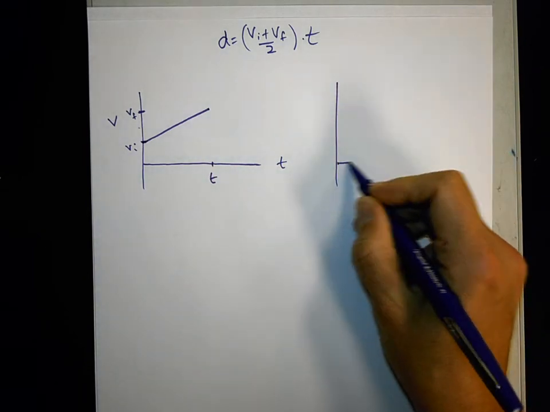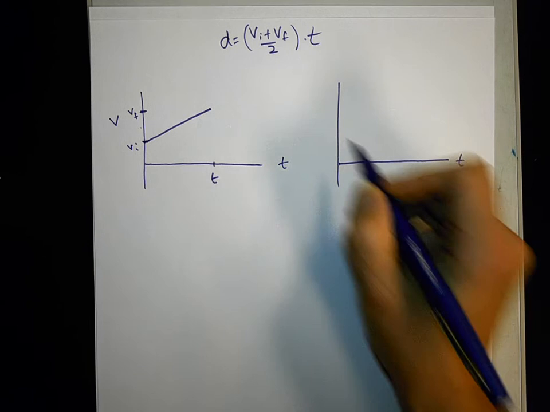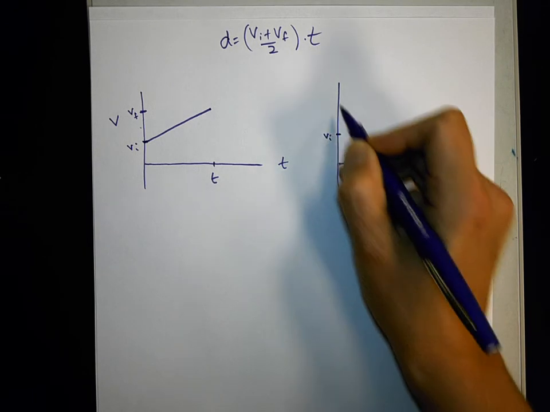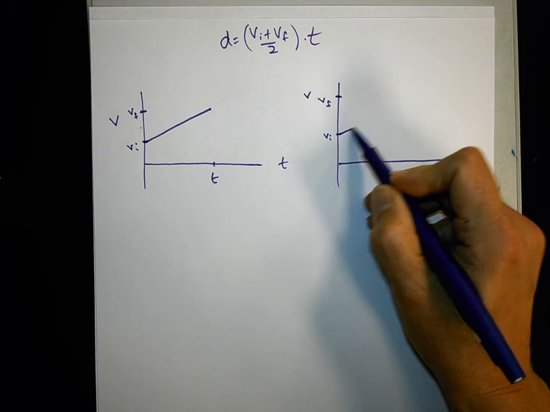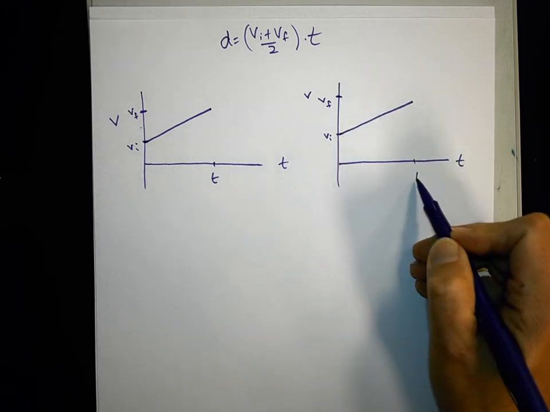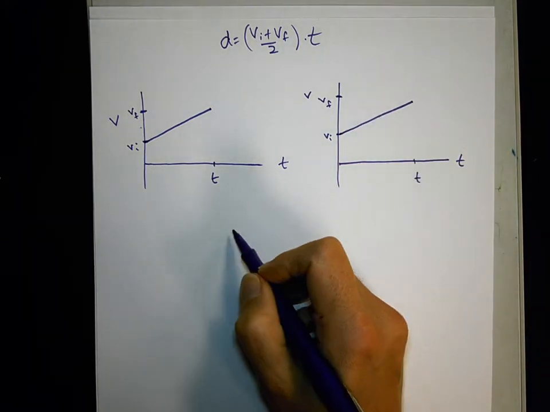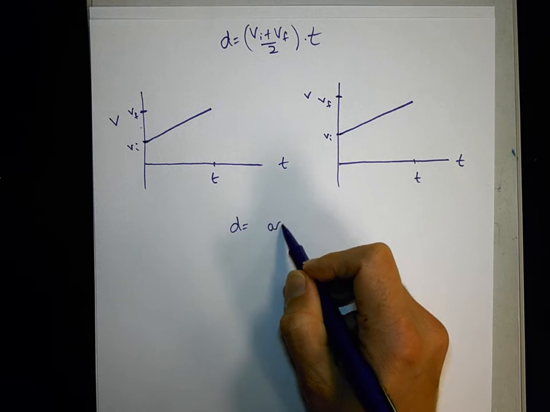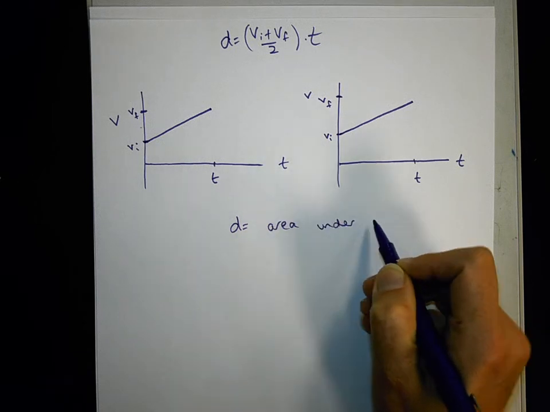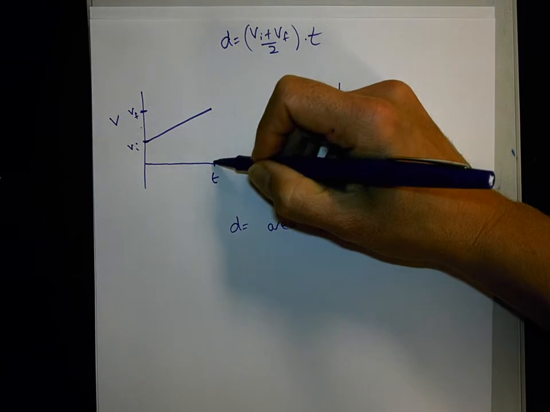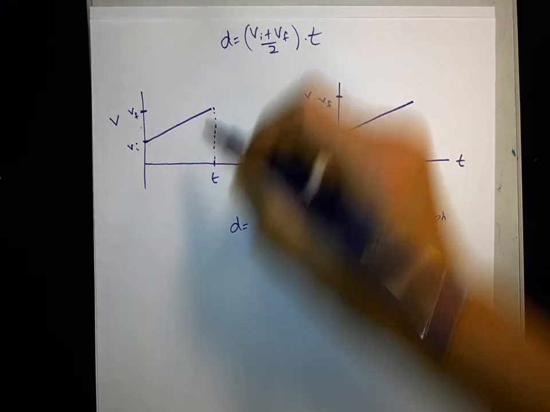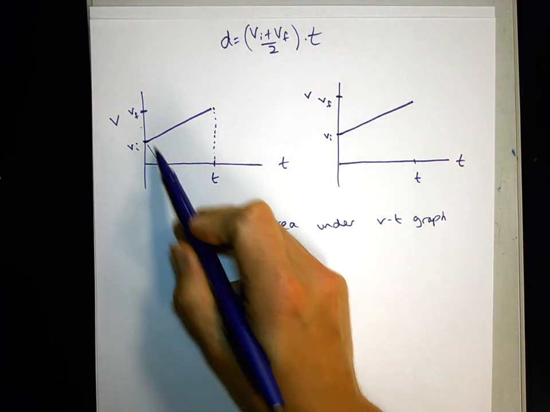And just because I know I'm going to need it, I'm going to repeat the same graph over here, with the same basic idea: it starts at one velocity, ends at another velocity, and takes t seconds to change velocity. Again, we're looking for an equation for displacement. Displacement is the area under a v-t graph. So I'm looking for the displacement of this object. I'm really looking for this area right here.